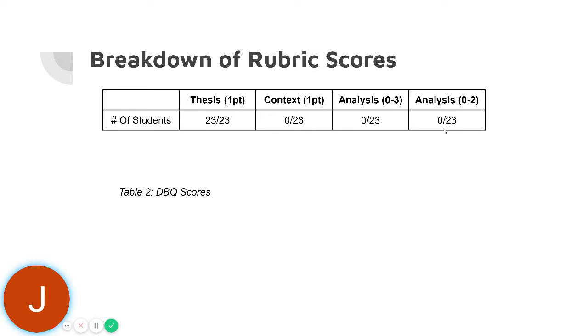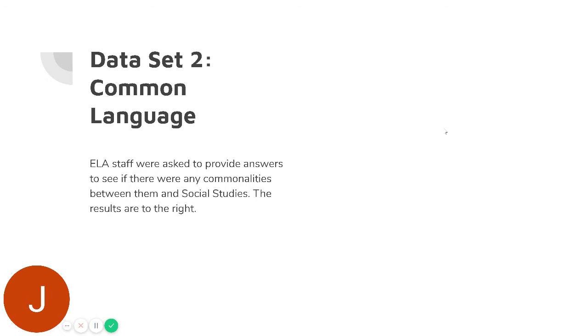So, the breakdown of the rubric scores: as you can see, all 23 students got the thesis and none of them got anything else. It made it pretty obvious where I should start.